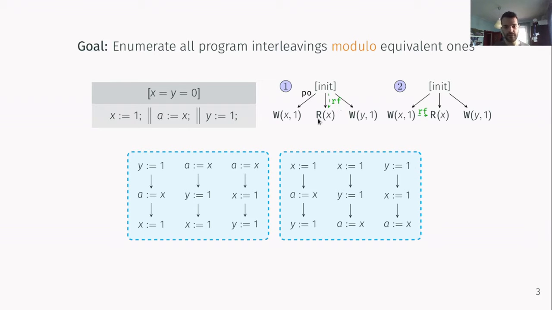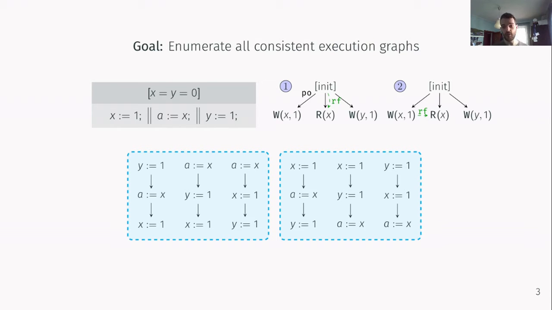So in this graph here, this read reads the initial value, 0, and in this graph, this read is reading from the first thread, it's reading 1. Now, if you notice, this graph here perfectly captures this first equivalence partitioning, because in all these interleavings, the read of x is executed before the write to x, so it's going to read 0, just as in this graph. And of course, this graph captures the second equivalence class, so we can restate the goal of stateless model checking once again to be enumerate all consistent execution graphs of a given program.